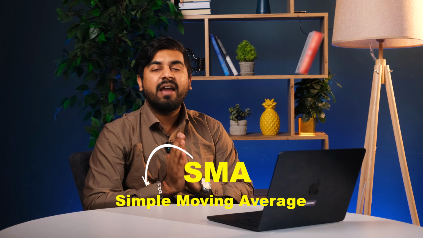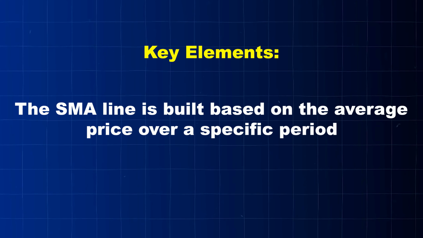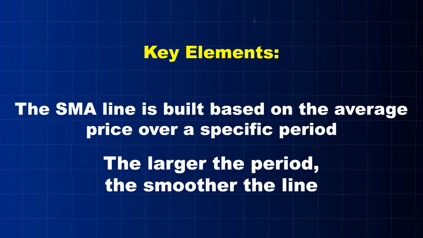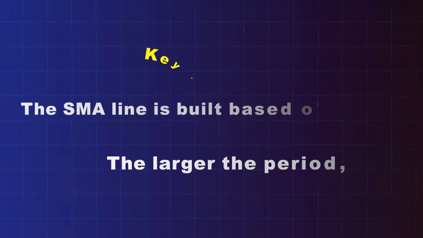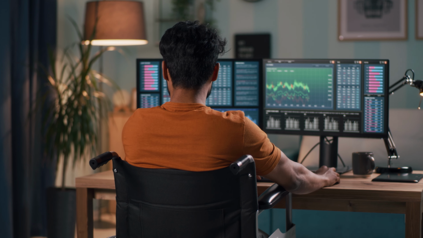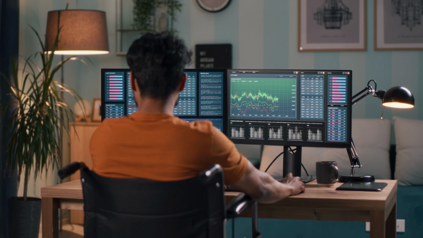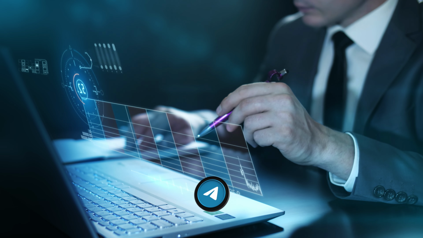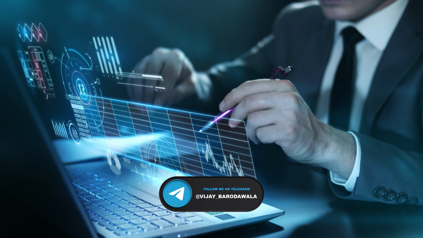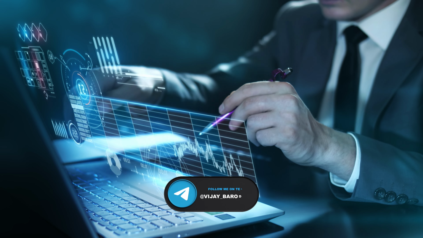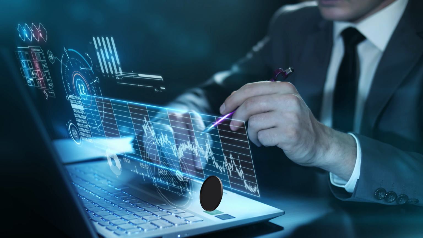What is SMA? SMA, simple moving average. It's a moving average that smooths price fluctuations, showing the overall trend direction. The key element is the SMA line, built based on the average price over a specific period. The larger the period, the smoother the line. For example, when the price is above the SMA, it indicates an uptrend. If below, it's a downtrend. On the chart, you can see how the price crossing the SMA gives a buy signal.